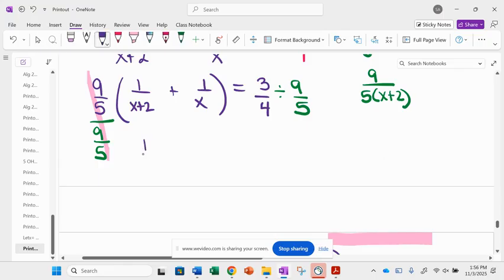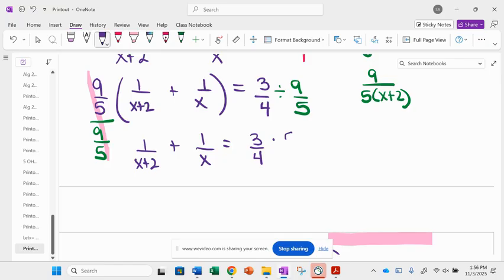So I'm going to have 1 over X plus 2 plus 1 over X is equal to change, flip. So 3/4 times 5/9. I'm going to cross simplify. 3 goes into 3 once. 3 goes into 9 3 times. So I have 1 over X plus 2 plus 1 over X equals 5 over 12.